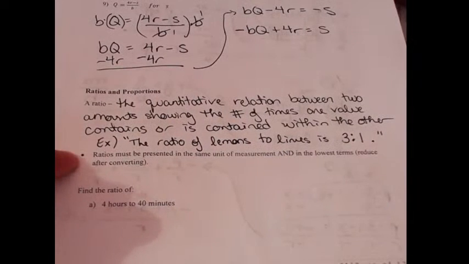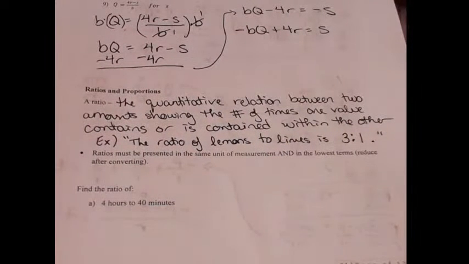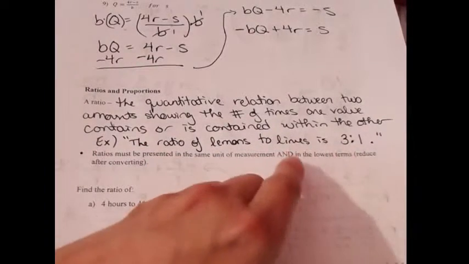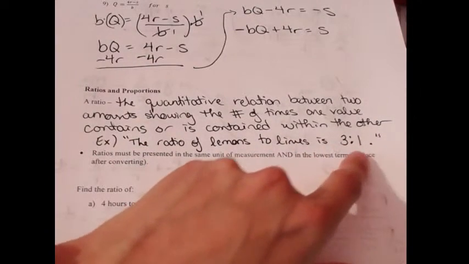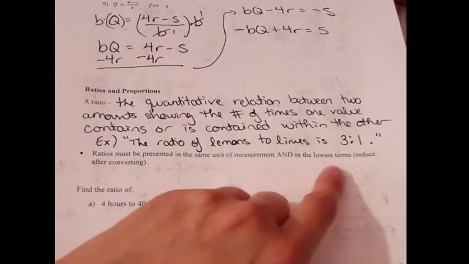I put a note here for all of you, and that's that ratios must be presented in the same unit of measurement. So if you have different units of measurement, then you want to do conversions so that they're the same unit of measurement. And then you want to make sure that they're in lowest terms. Notice here when I said the ratio of lemons to limes is 3-to-1, this is in fact in lowest terms.